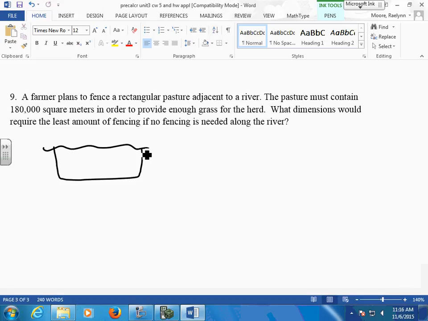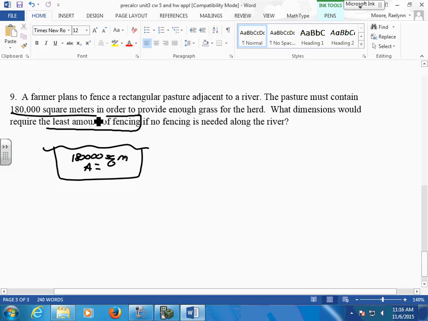The pasture must contain 180,000 square meters, sorry, this is my area, in order to provide enough grass for my herd. What dimensions would require the least amount of fencing? The fence that I put around here represents what? My area or my perimeter? My perimeter. So I am minimizing my perimeter.